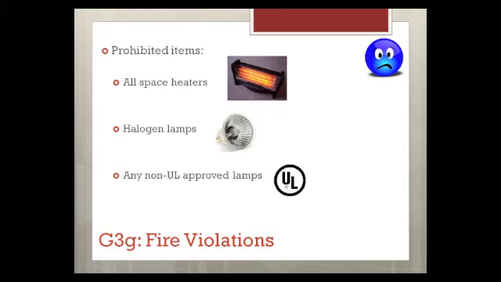Space heaters and halogen lamps are also not allowed on campus due to the amount of heat that they give off. Any lamps a student wishes to bring to campus must be UL approved. The UL logo is usually a shiny sticker placed near the base of the lamp.